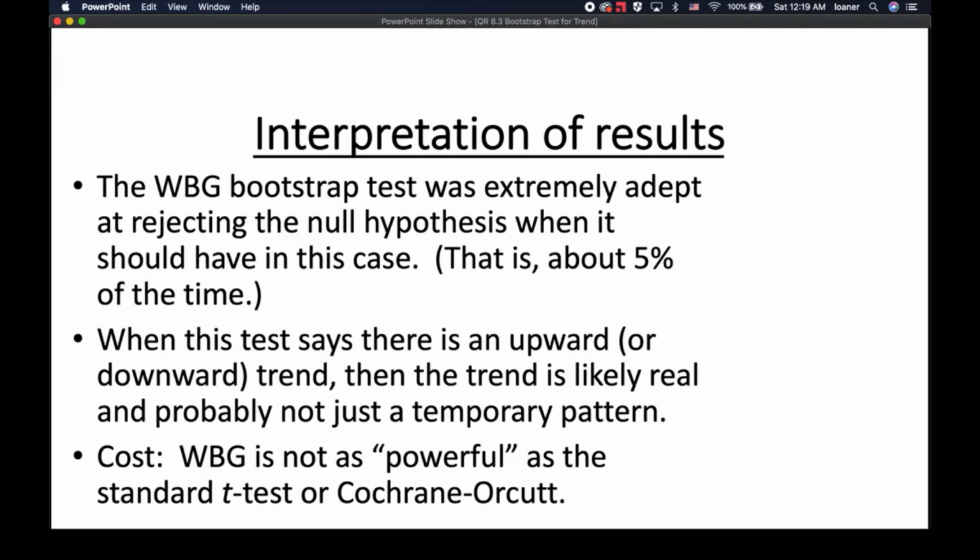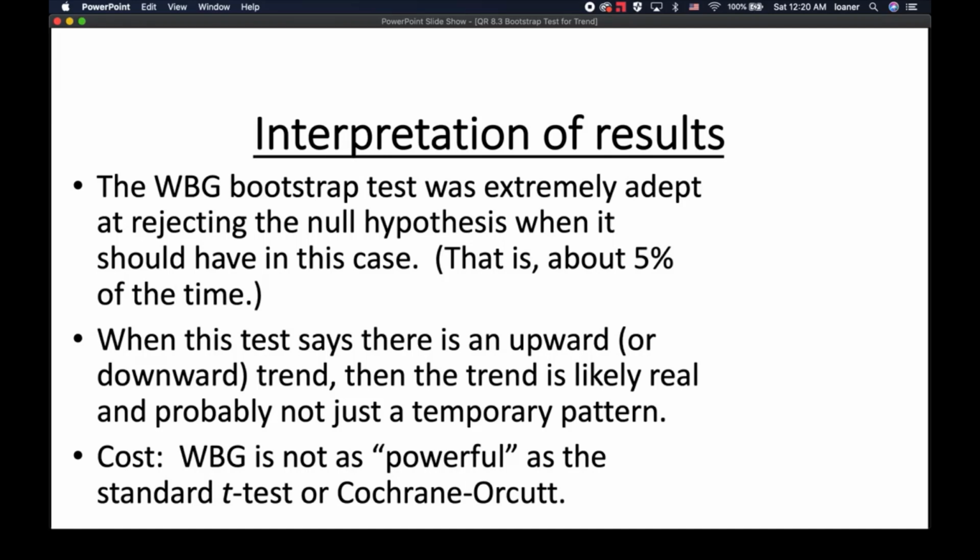Well, we're not surprised that the standard t-test and the Cochrane-Orcutt are more powerful than WBG, because why? Well, the problem with those tables that we saw was that those two tests rejected, especially the first one. The standard t-test was rejecting the null left and right. It was rejecting the null in all kinds of cases. More than 50% of the time, it often rejected the null.